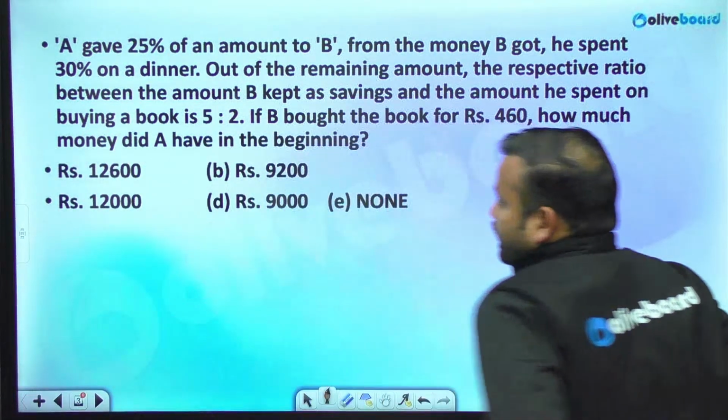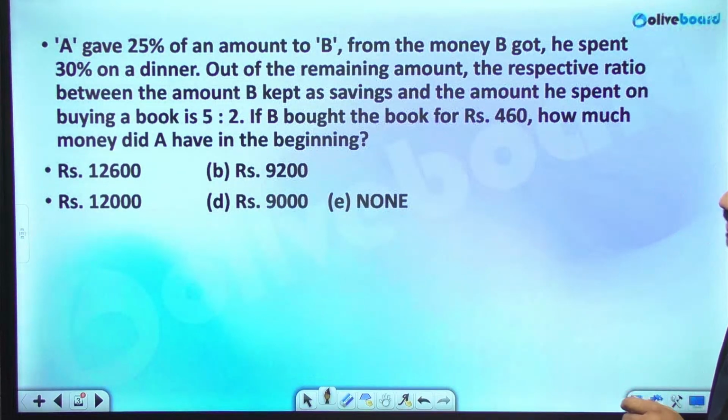A gave 25% of an amount to B. From the money B got, he spent 30% on dinner.